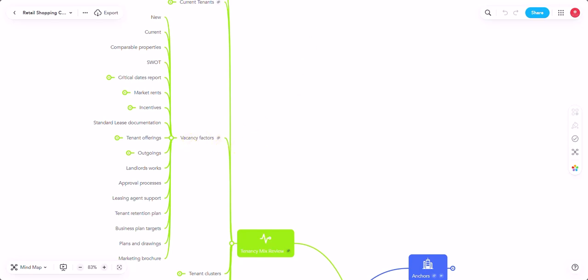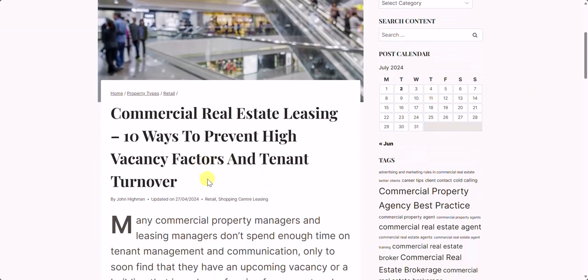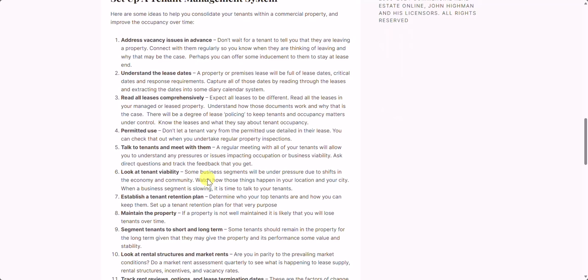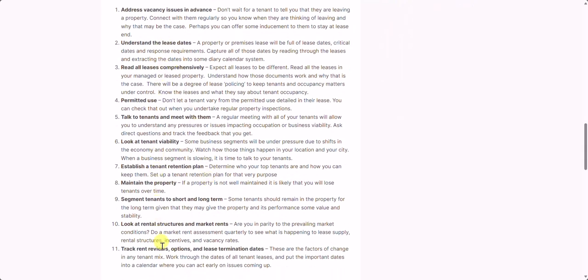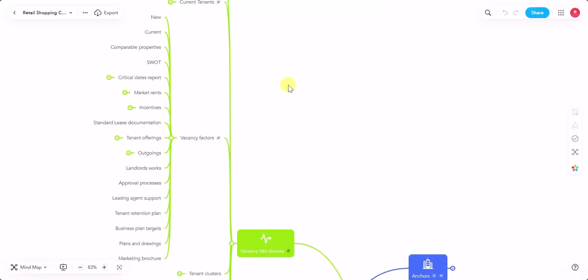Now, to help you with that, there is an article at the website which I've written for you, which is 10 ways to prevent high vacancy factors and tenant turnover. What I want you to look at and move through are these particular issues here. So important. Those issues there will help you get control of the tenancy mix and understand exactly what's going on. So this is the article. Search it at the website. The website is commercial-realestate-training.com, and search that particular article at the website. And of course, you can then chase down the ideas to work with. So let's go further into this topic.